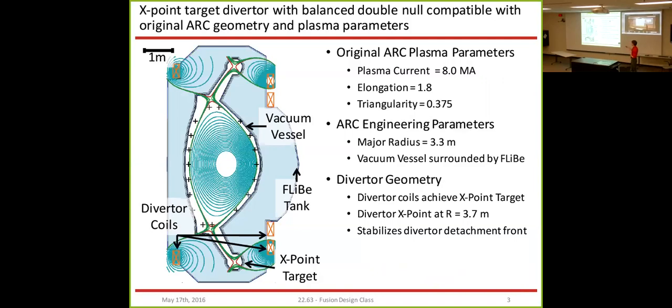These parameters were maintained in this new design, while at the same time enabling this much larger diverter volume and this X-point target diverter. Engineering parameters: major radius of 3.3 meters and the vacuum vessel surrounded by FLiBe. And in this new diverter geometry, we have the diverter X-point at about 3.7 meters. And by having this long leg and the diverter X-point, this helps stabilize the detachment front that Dennis talked about a little bit earlier in the presentation, which allows radiative heat transfer rather than all of our heat going into a strike point on the diverter.